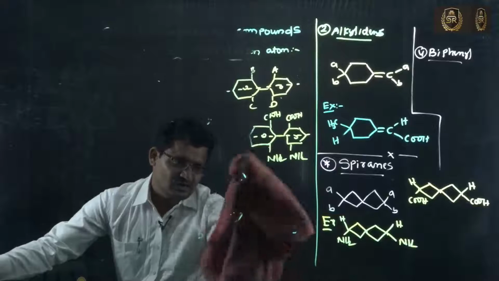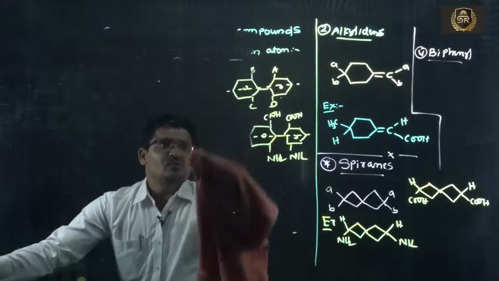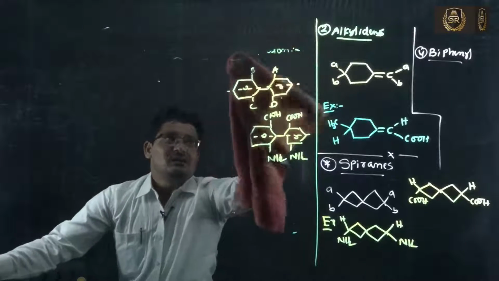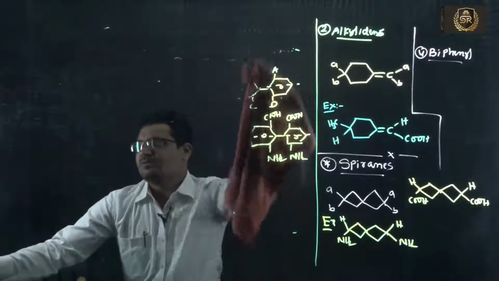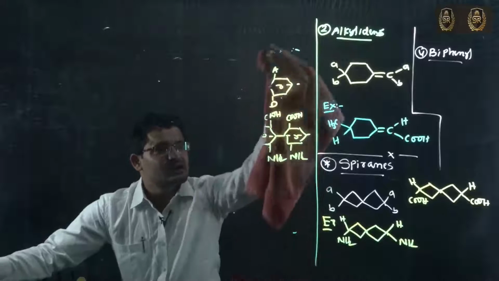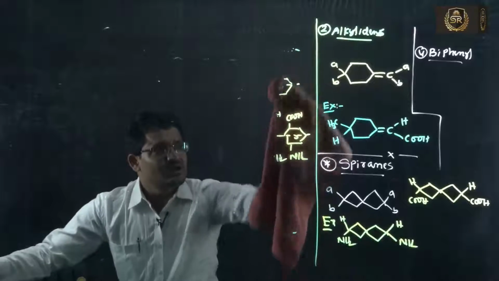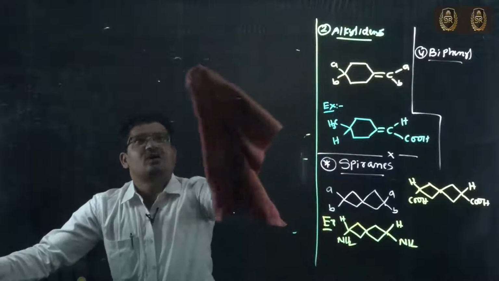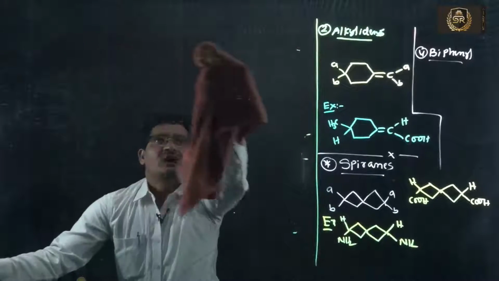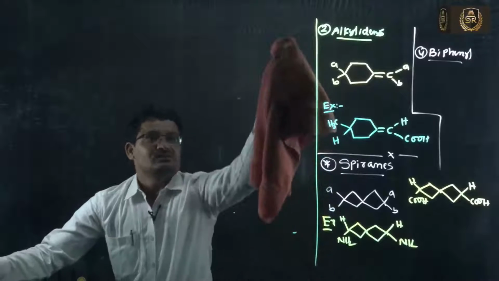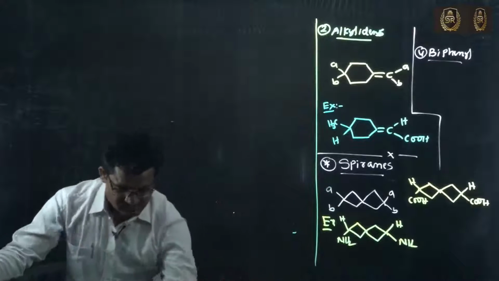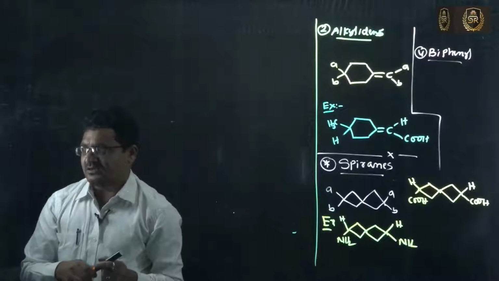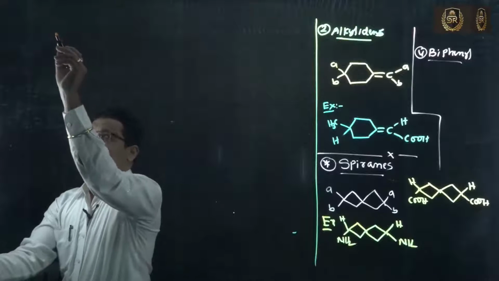There are a few fundamental concepts. The compound must contain at least a double bond, either a carbon-carbon double bond, a carbon-nitrogen double bond, or a nitrogen-nitrogen double bond, for it to form geometrical isomerism. These geometrical isomers are basically of two types: cis and trans.